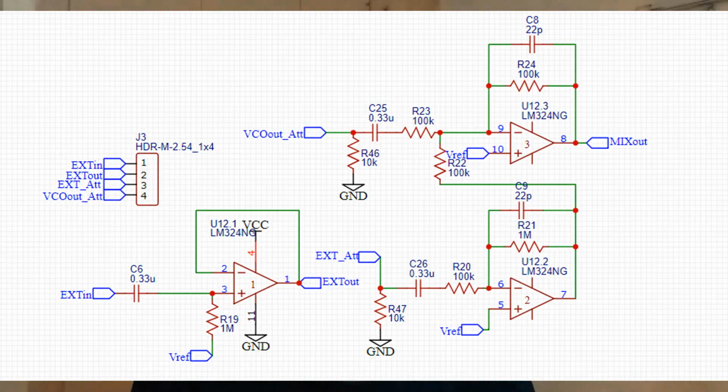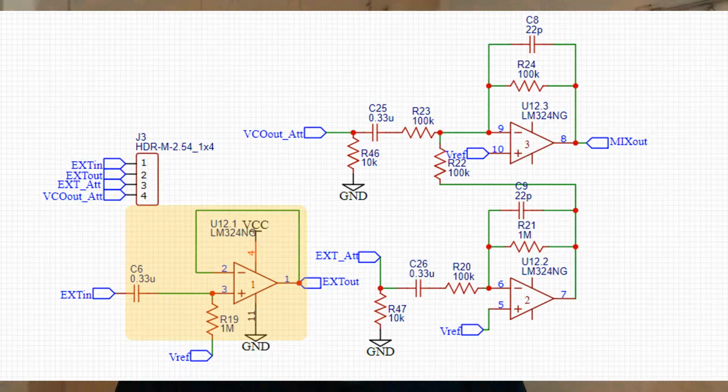So for that, this is the mixer circuit. It's a very standard circuit. So you take your VCO, you send it to an attenuator to control the volume through an AC coupling capacitor, send it to an adder circuit made out of a single op-amp.